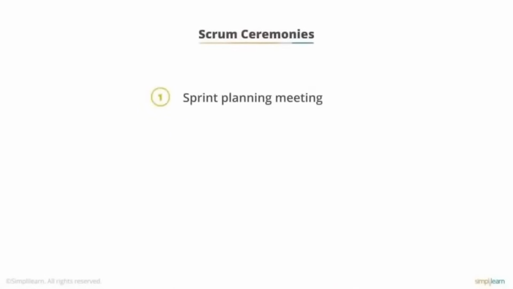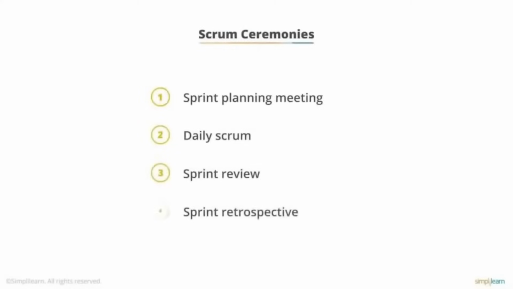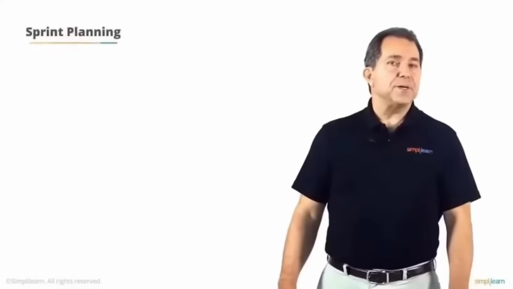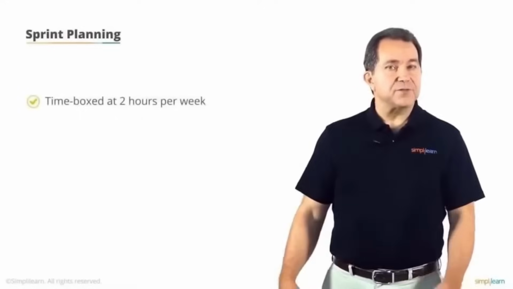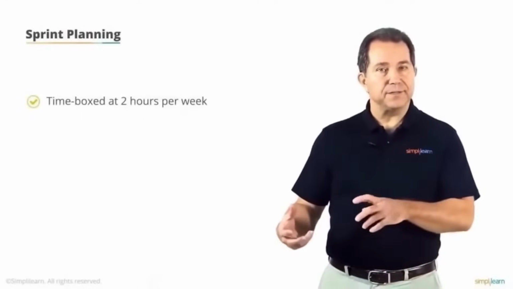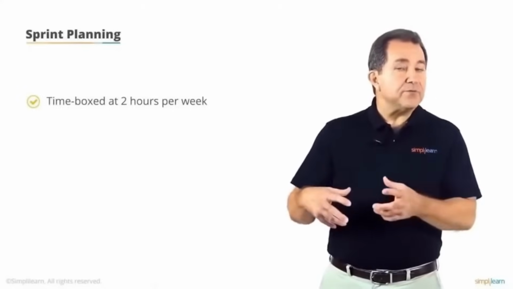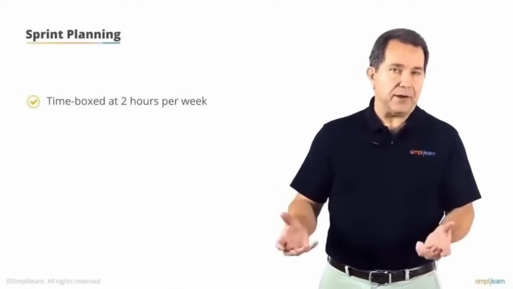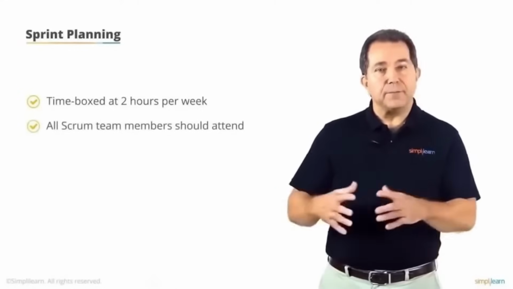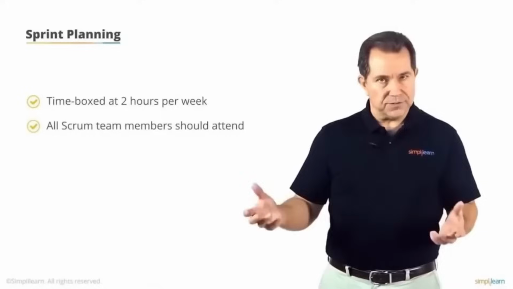There are 4 Scrum ceremonies: the sprint planning meeting, the daily Scrum, the sprint review, and the sprint retrospective. Let's take a detailed look at each of these ceremonies. The sprint planning meeting is time-boxed at 2 hours for each week of the sprint. If the sprint is going to be 2 weeks in duration, then the time box will be 4 hours. If the sprint is going to be 4 weeks in duration, then the time box for the sprint planning meeting will be 8 hours. It should be attended by the complete Scrum team, including all roles.